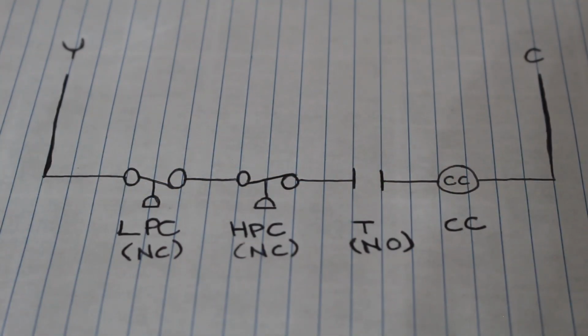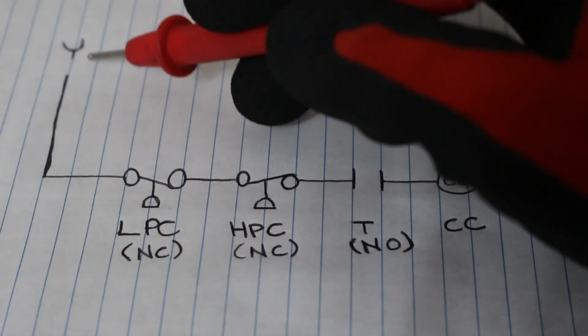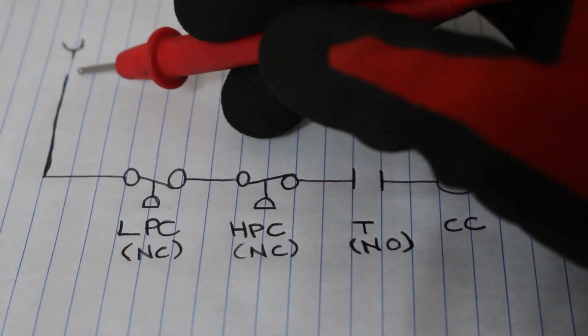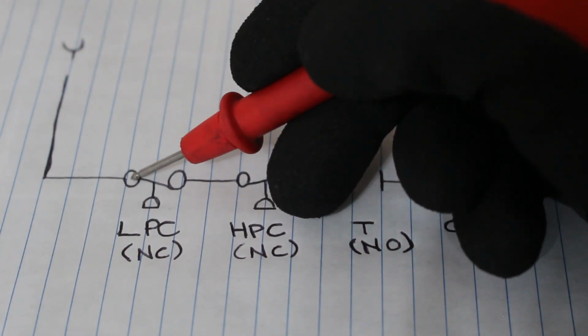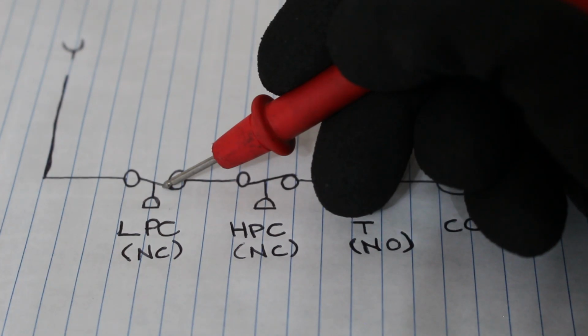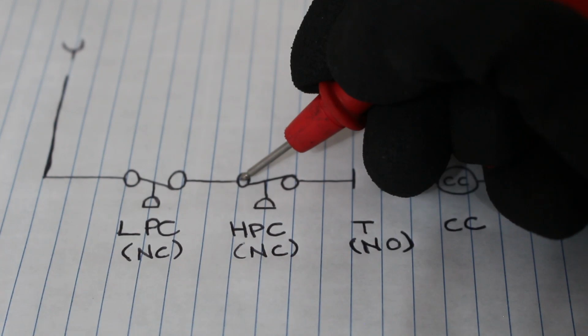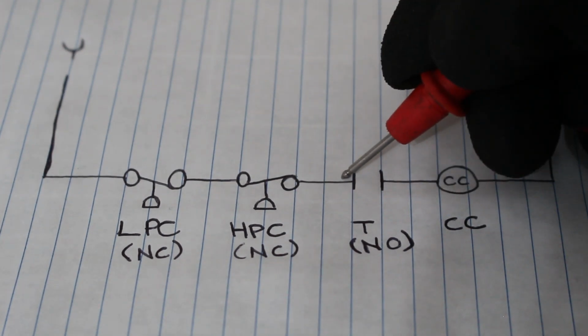Here's a diagram that I drew of exactly what we wired here and the sequence of operation. So this was our yellow wire, our Y terminal, which is our cooling wire. This is coming off directly from the thermostat. So we take that wire and then we connect it to one side of our low pressure control. It goes through the low pressure control, and then the other side of our low pressure control gets connected to our high pressure control.